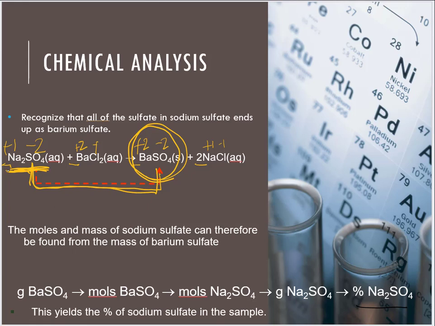So what are we going to do here? We ended with grams of barium sulfate. So that's our starting point, grams of barium sulfate. Obviously, when we have grams of something, we're going to go to moles of it. Then we're going to compare the mole to mole ratio of barium sulfate to sodium sulfate. Again, if I know moles of sodium sulfate, I can get to grams of sodium sulfate. And then I can find the percent of sodium sulfate in the sample.